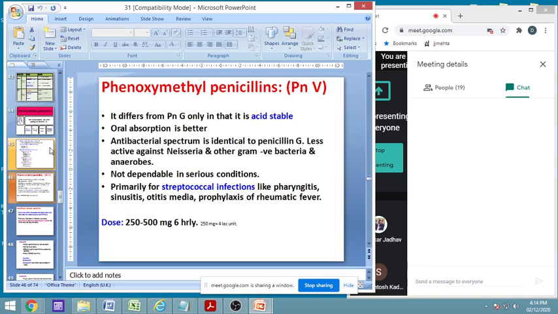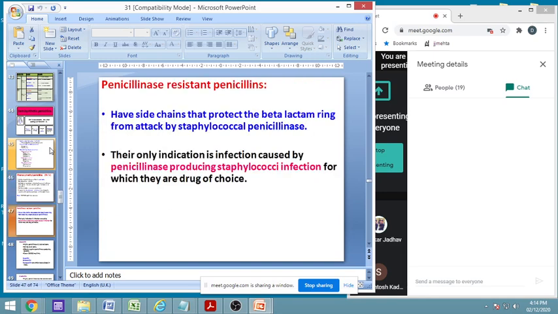It is primarily for streptococcal infections like pharyngitis, sinusitis, etc. Doses are 250 to 500 milligram. There, 250 milligram is equal to 4 lakh units. So it can be given like that.